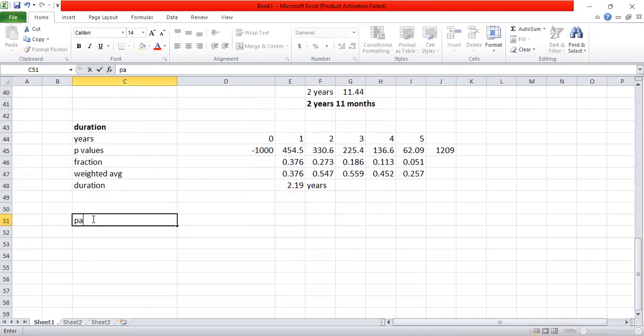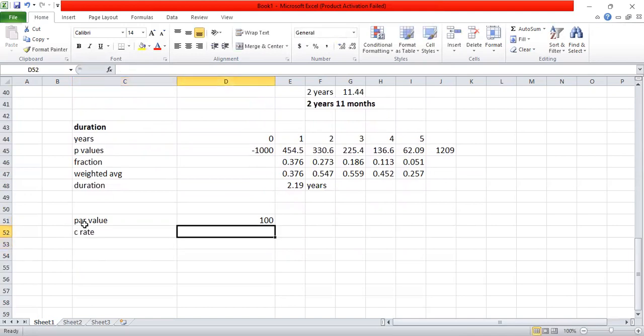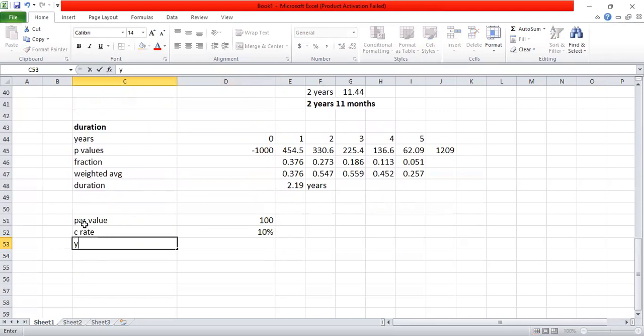Let's assume par value 100, coupon rate 10%, YTM is 8%. The first requirement is we have to compute the market value of the bond.